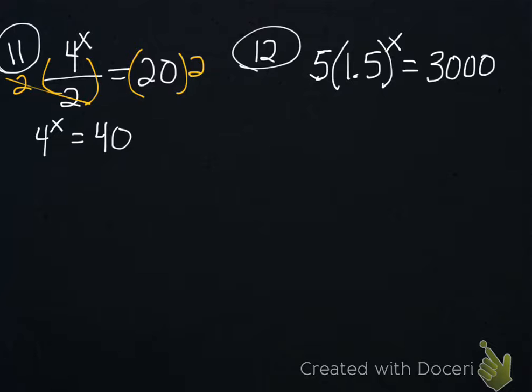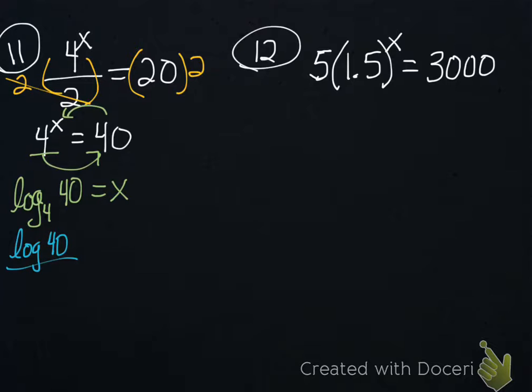Now we can turn it into a log to get our exponent by itself. So I have log base 4 of 40 equals x. Do the change base to plug it in the calculator. The 4 is the base, so the base goes to the bottom. So I have log 40 on top with log 4 in the denominator. Make sure you close the parenthesis. Log 40 divided by log 4 is 2.66.